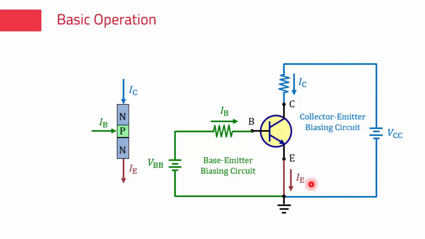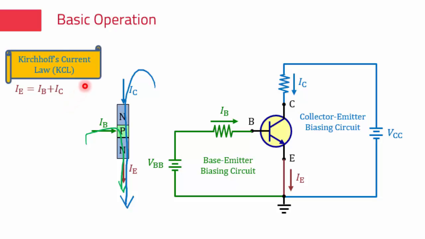The emitter current is the combined current of the base current and the collector current. We can also use the structural block diagram to visualize that. This is the base current from the supply VBB, and this is the collector current from the supply VCC. They combine together and flow out the emitter region as the emitter current. So IE is equal to IB plus IC. This is essentially the concept of Kirchhoff's current law. The sum of the current flowing into a node is equal to the sum of the current flowing out of the node.